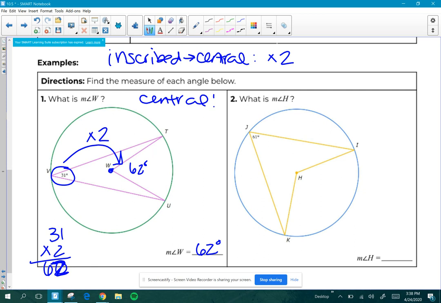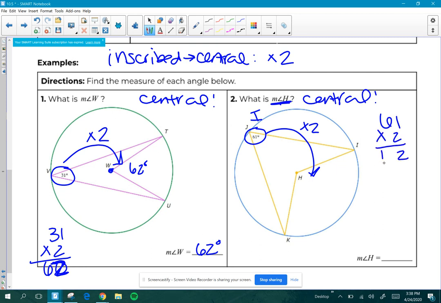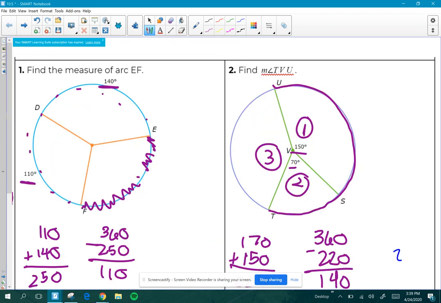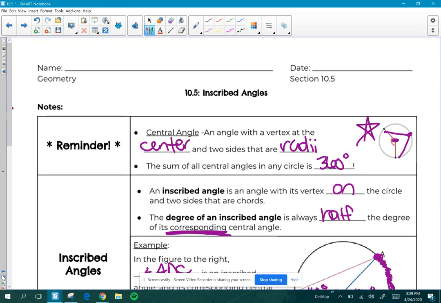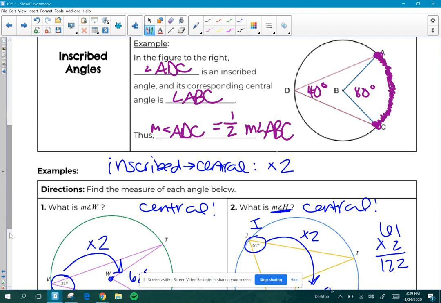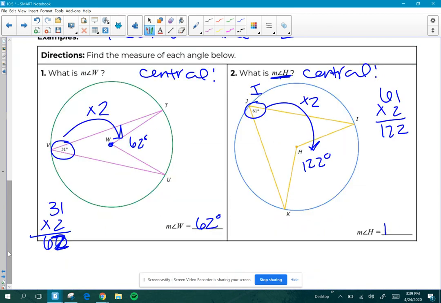So number 2 is the same. I have an inscribed angle, right? This is my inscribed. And the measure of angle H is a central angle. So I have to multiply by 2. 61 multiplied by 2 gives me 122. So the measure of angle H is 122 degrees.